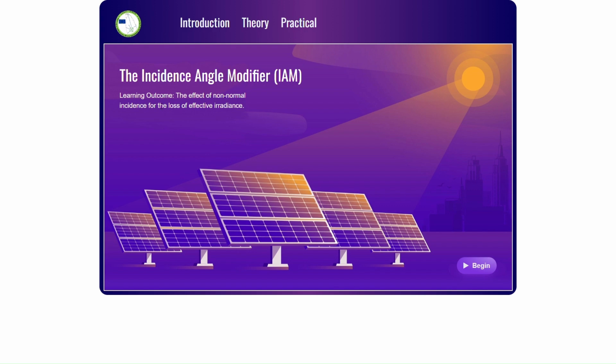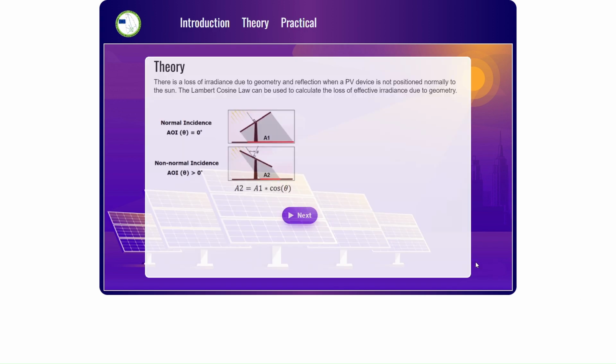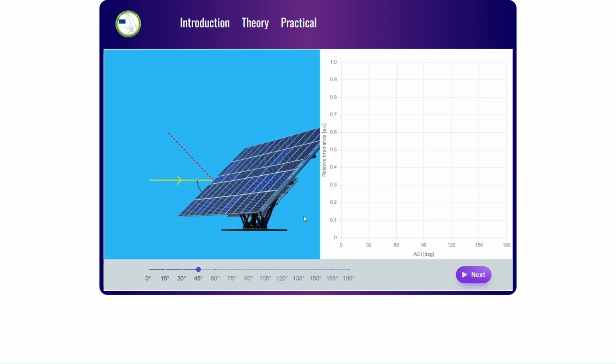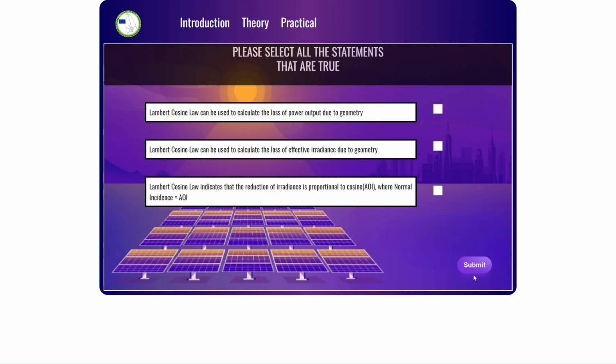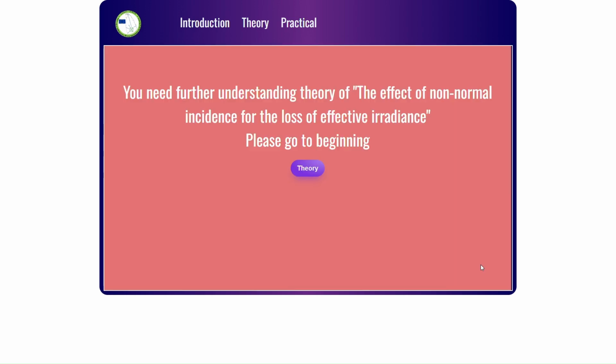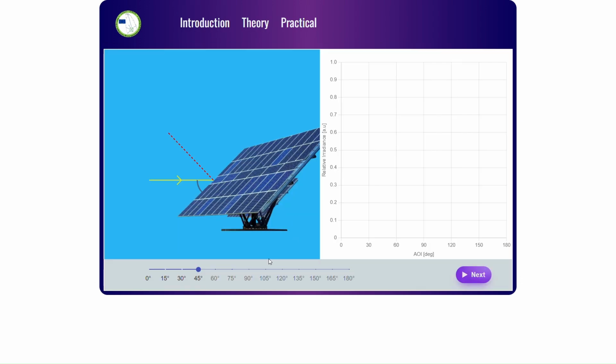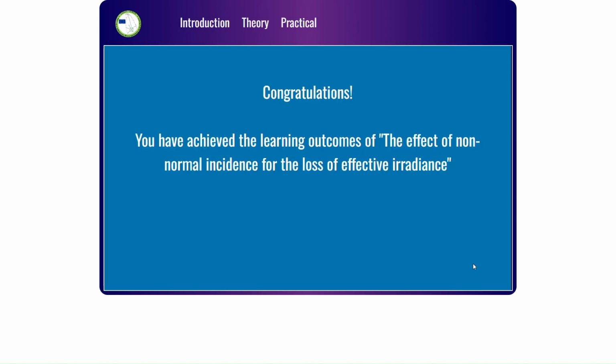This practical focuses on understanding the loss of effective irradiance caused by the angle at which sunlight strikes a photovoltaic (PV) device. When a PV device is not positioned perpendicularly to the sun, there is a loss of irradiance due to geometry and reflection. By applying the Lambert cosine law, students will learn to calculate the reduction in irradiance caused by non-normal incidence. This practical provides critical insight into how positioning affects the efficiency of PV systems, equipping students with the theoretical knowledge and skills needed to optimize solar panel orientation for maximum energy capture.